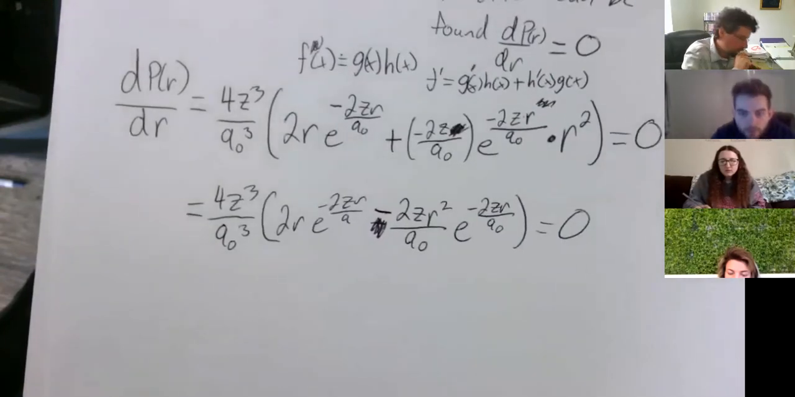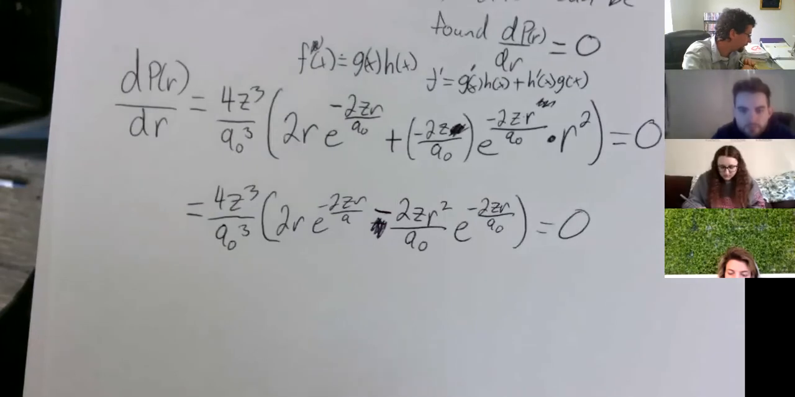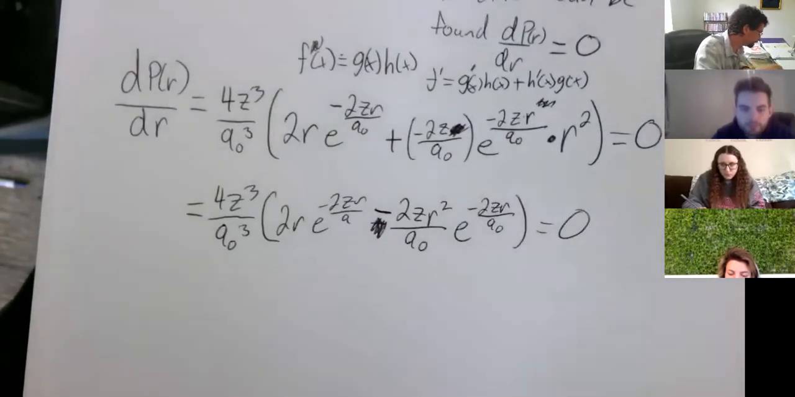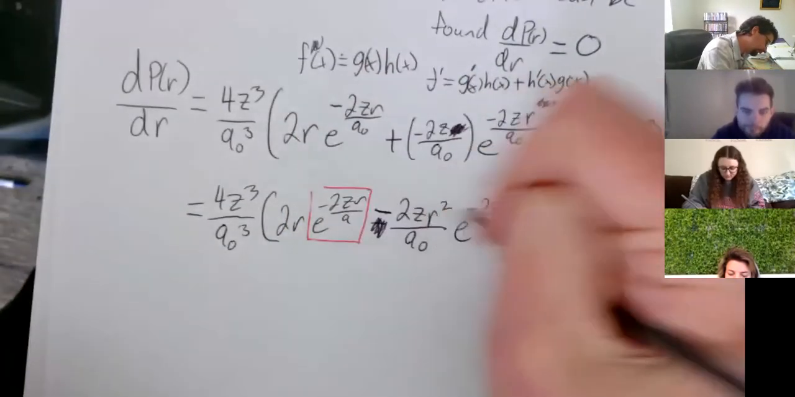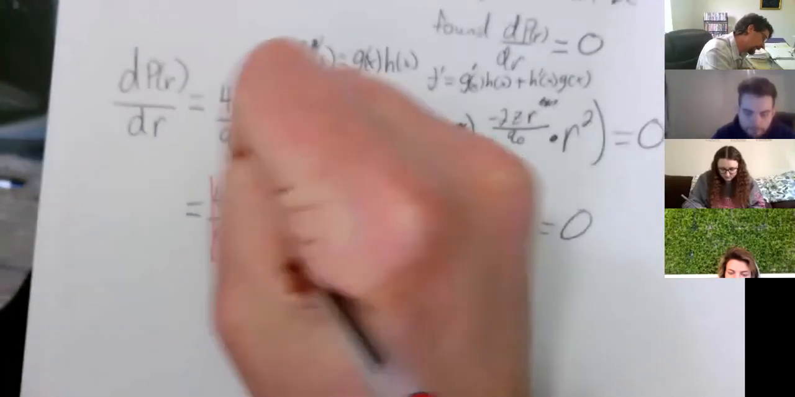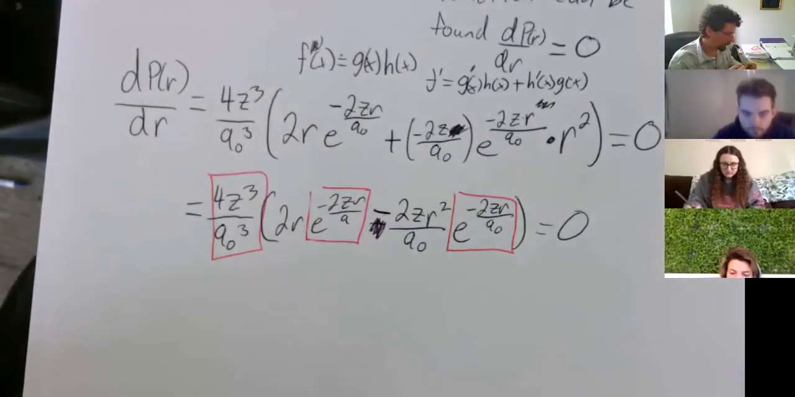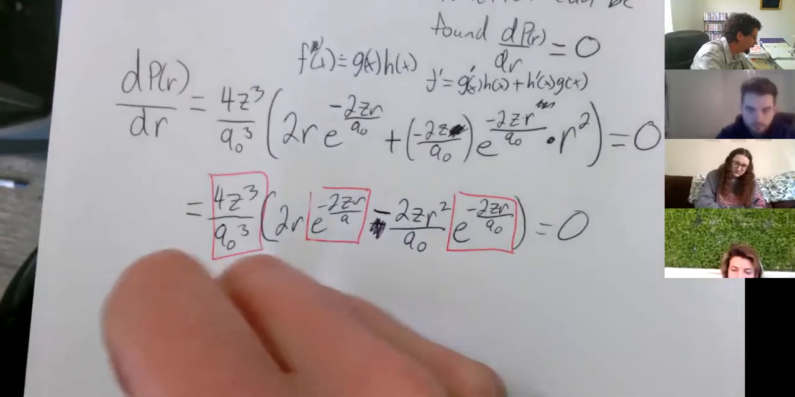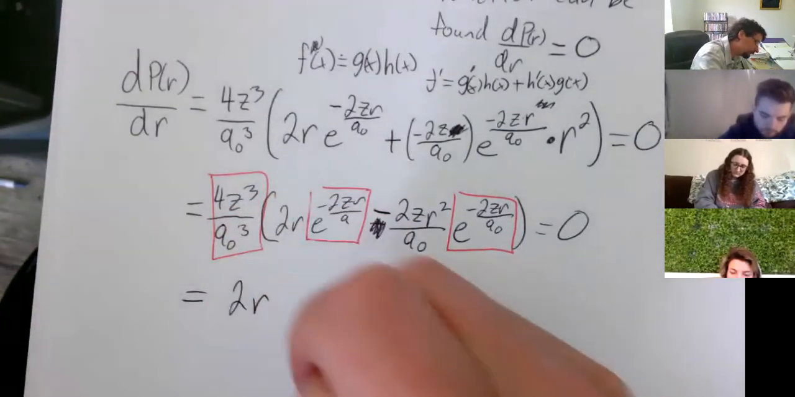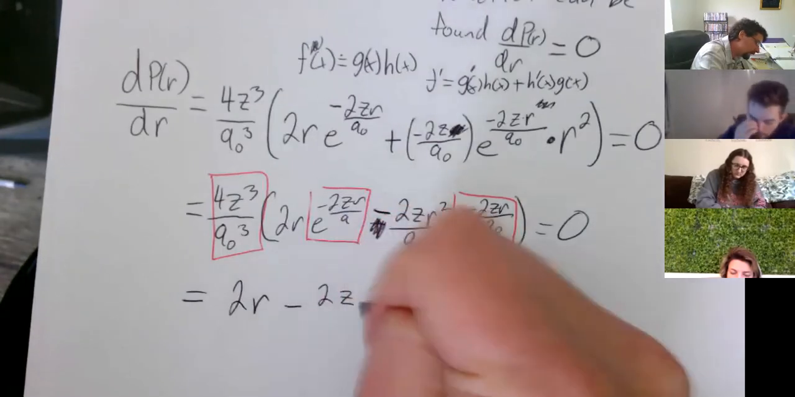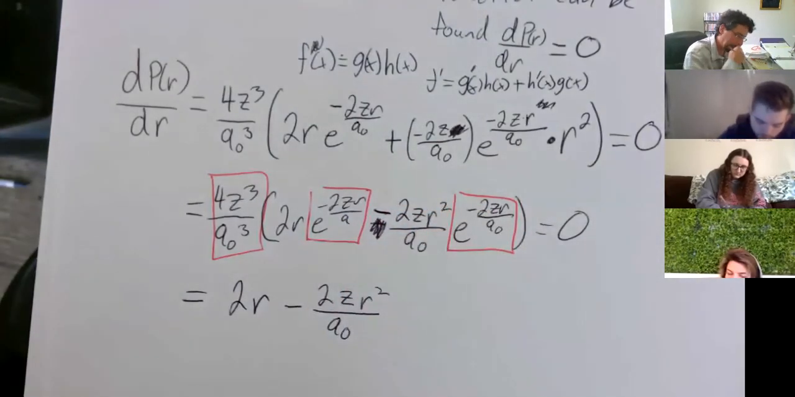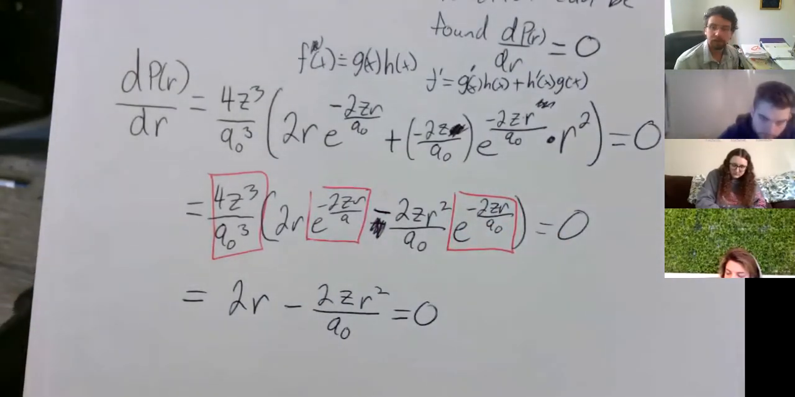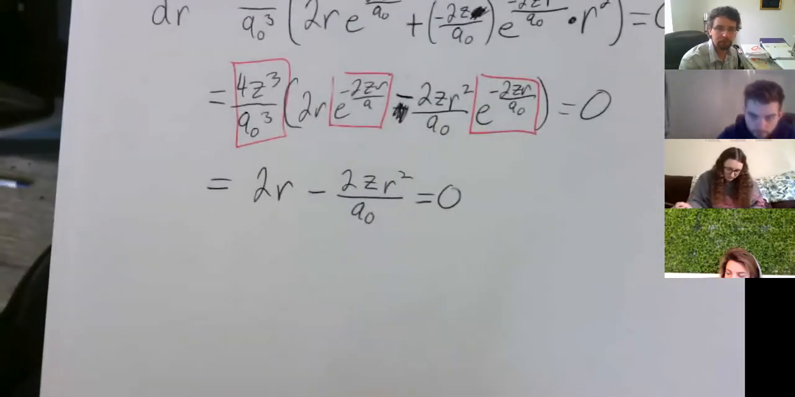We'd pull out an R. We can pull out that entire first term, 2r e to the... yeah, you can pull out that whole first term. We're going to get rid of these guys. It's all 0 on that side, so pull them out. And we're left over with 2r minus 2zr squared over a naught is equal to 0.